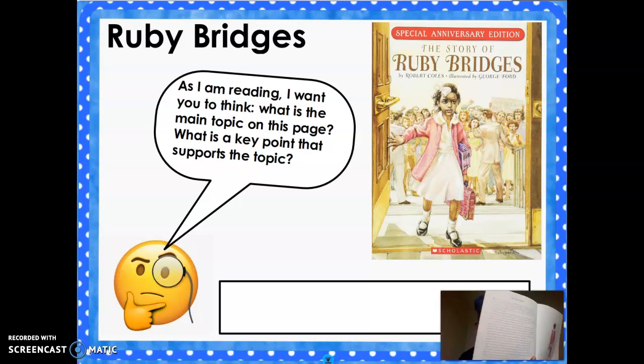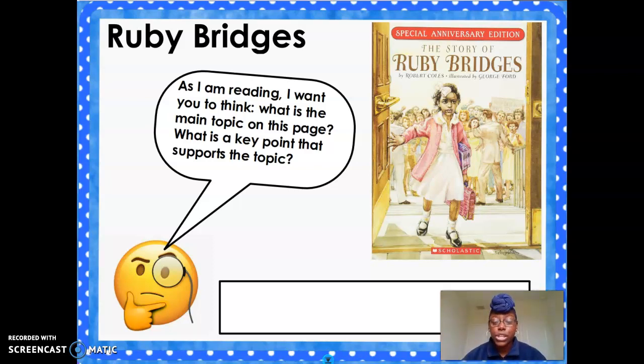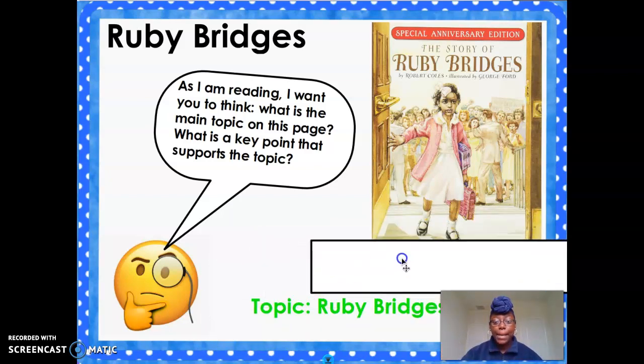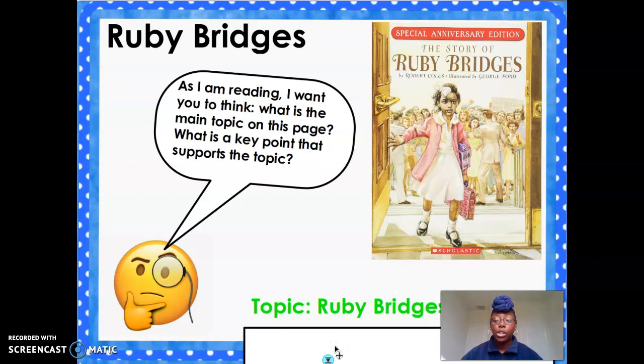So now, after I've read this, what do you think the main topic is? Think about what the whole page was mainly about. In this case, I'll give you a clue. It's a who. Well, if you said the main topic is Ruby Bridges, then you are correct. This whole afterword was mainly about Ruby Bridges. And now we're going to get into the key points about Ruby Bridges that support our topic.